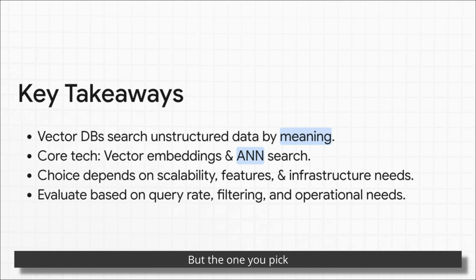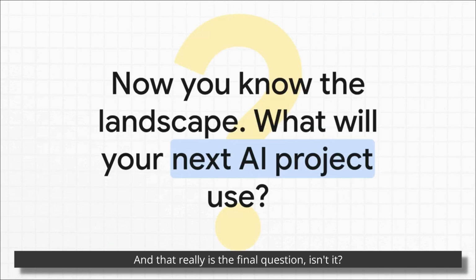But the one you pick comes down to asking the hard questions. What's my query rate look like? How crazy do my filtering needs get? And what are my real-world operational needs, like backups and security? And that really is the final question, isn't it? Because choosing a vector database isn't just about picking a piece of tech from a list. It's a fundamental architectural decision about how your next AI application is going to remember, how it's going to learn, and how it's going to interact with the world. So, now that you know the landscape, what are you going to build?